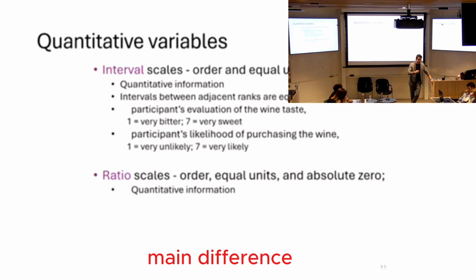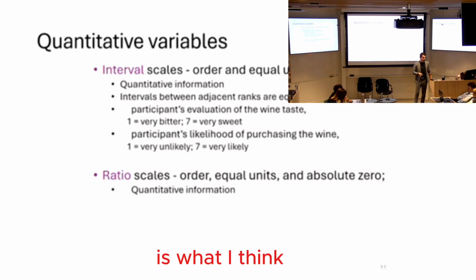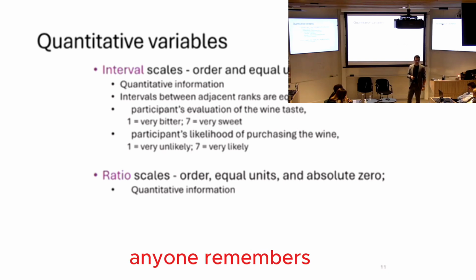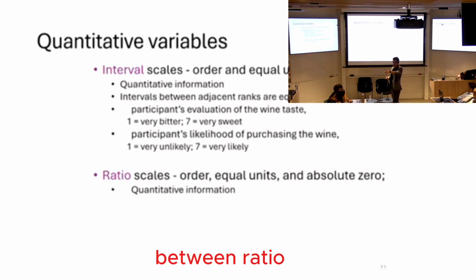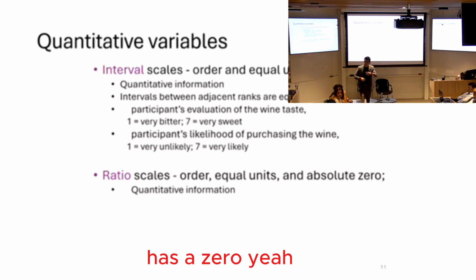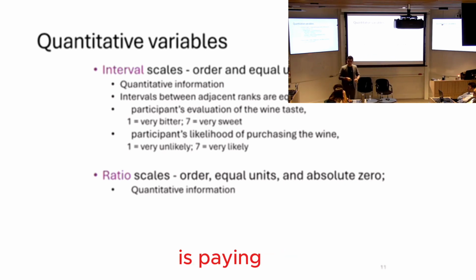And the main difference between ratio scale and interval scale is what? I think last week I shared this. Anyone remembers? So what is the main difference between... Ratio has a 0. Yeah, perfect. Someone is paying attention. Thank you.